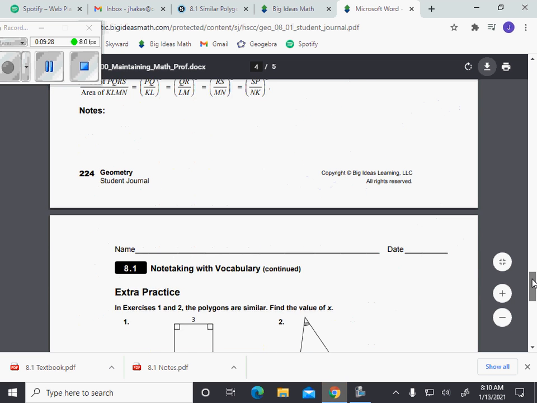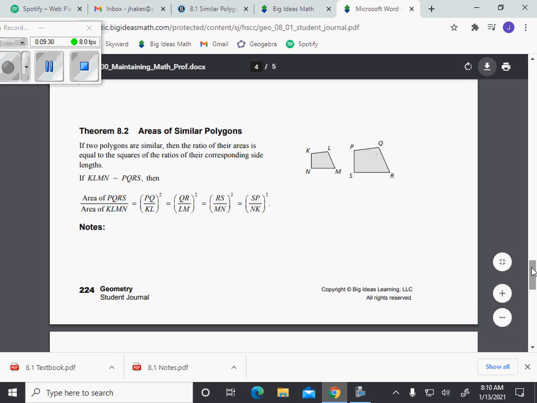Now, let's talk about area, because area is a little different. It says if 2 polygons are similar, then the ratio of their areas is equal to the square of the ratio of their corresponding side lengths. So the ratio of their areas is equal, but the ratio of their corresponding side lengths is squared.